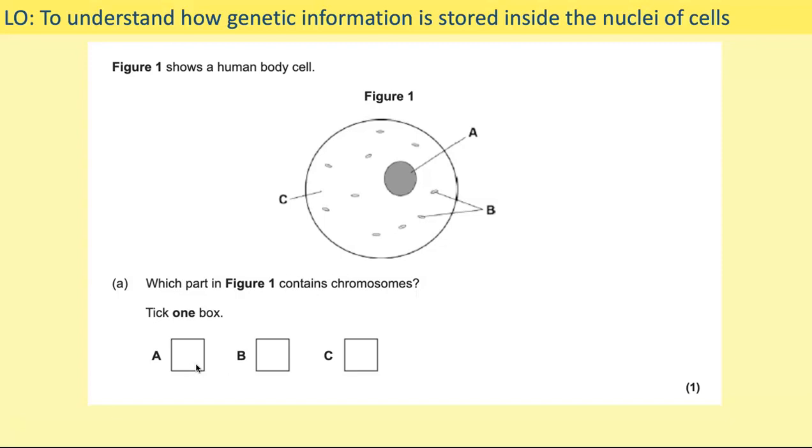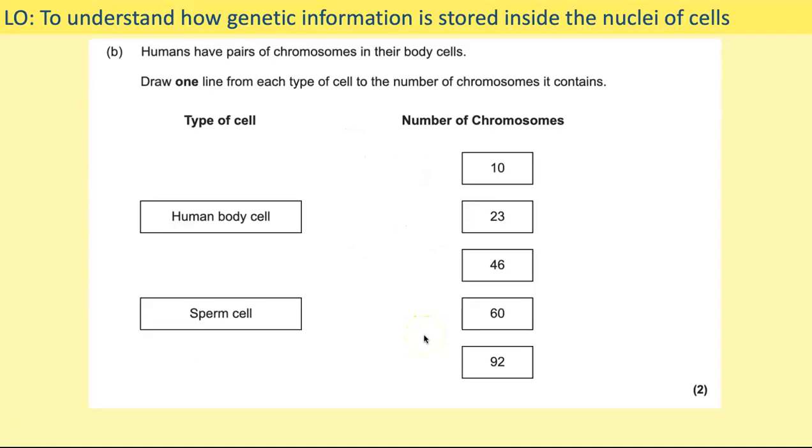Which part in figure 1 contains chromosomes? We know that it must be A because A represents the nucleus. For B, humans have pairs of chromosomes in their body.